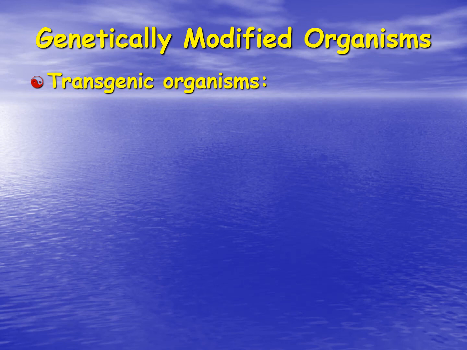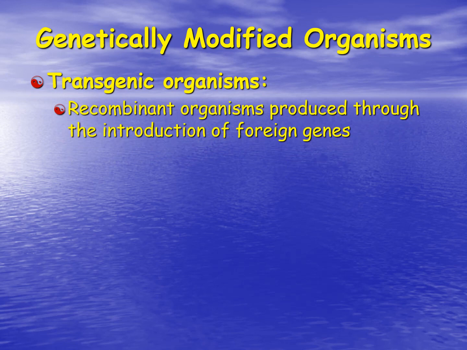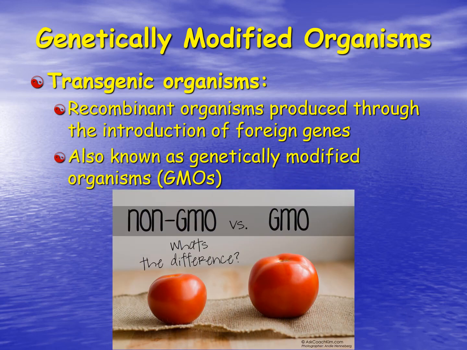Transgenic organisms are recombined organisms that are produced through the induction of foreign genes. They are also known as genetically modified organisms. And if you look at a tomato here that's a heritage tomato versus a GMO tomato, what's the difference? Just looking at them, you can see that certainly size is a difference. So we can genetically modify the tomato to grow a larger fruit.